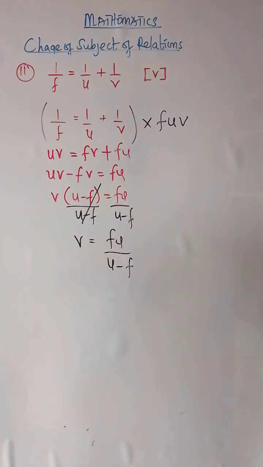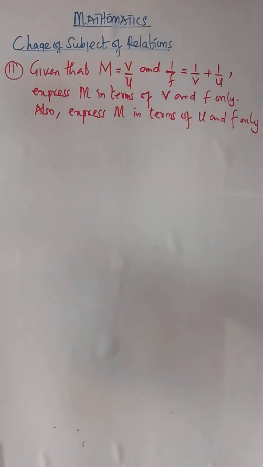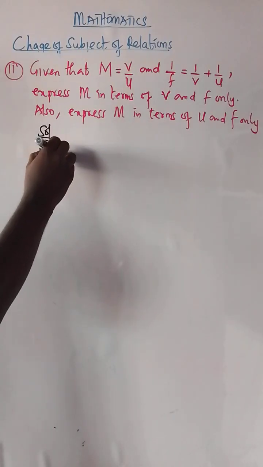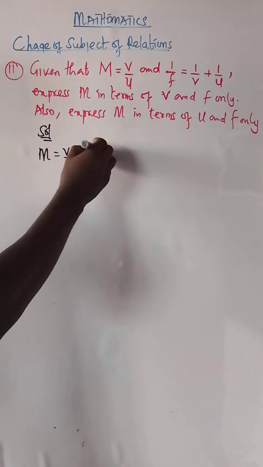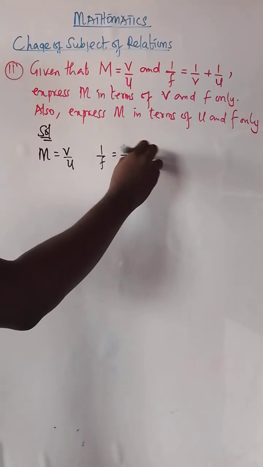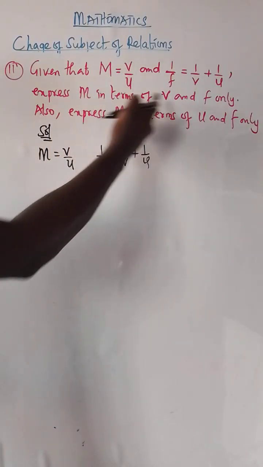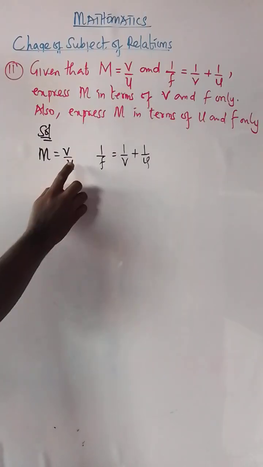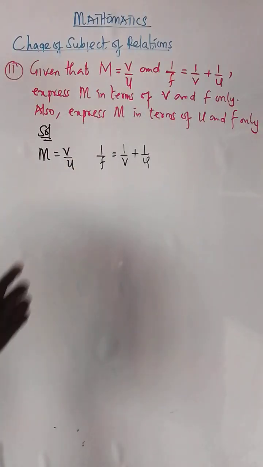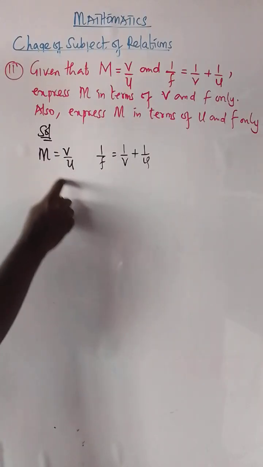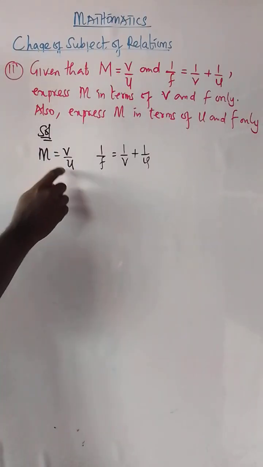Let's increase the difficulty level. Actually, there's nothing difficult here. So, solution. Given that M is V over U and 1 over F equals 1 over V plus 1 over U, the question says express M in terms of V and F. Meaning we want M to be in terms of V and F. Meaning we don't want to see U. So since we don't want to see U, what are we going to do? It's either we make U the subject here, then we put it here, or we make U the subject here, then we put it here. And it's easier for us to make U the subject here.